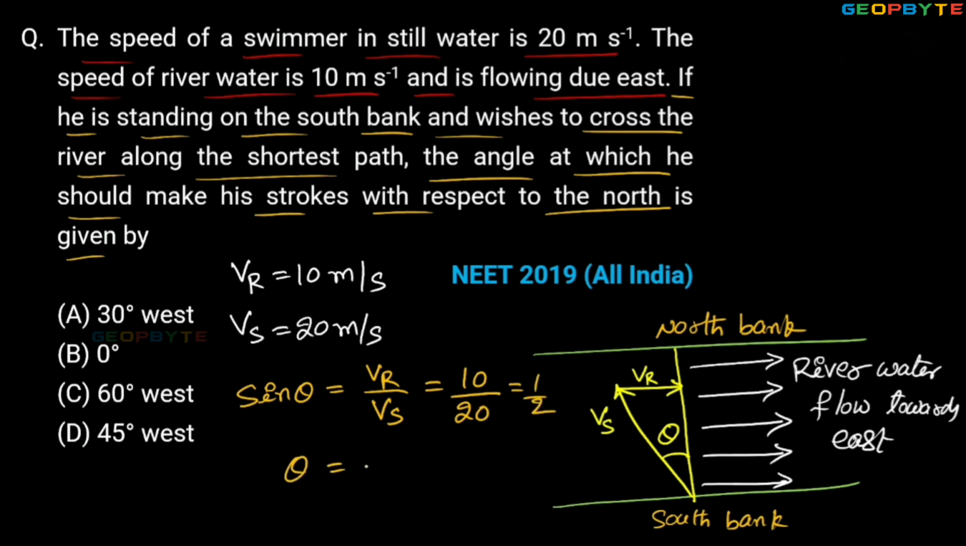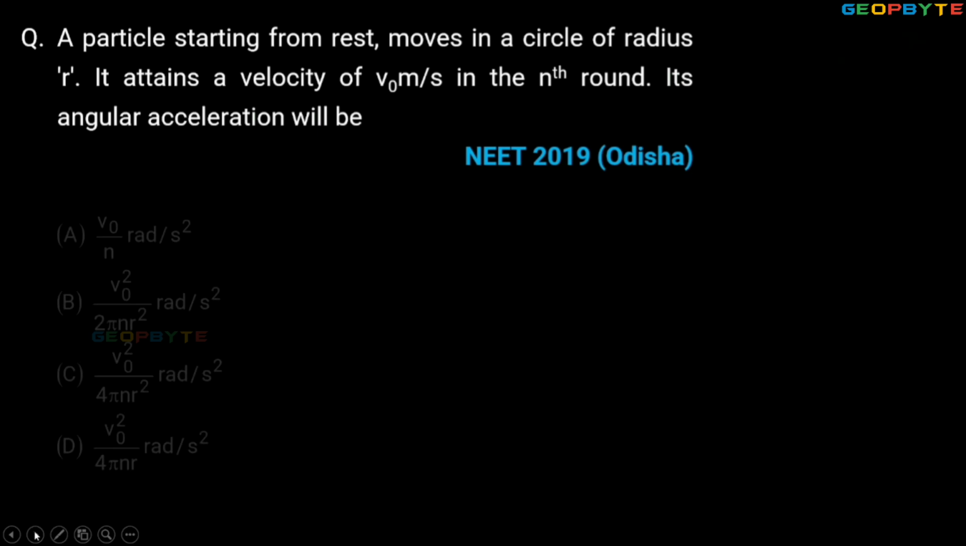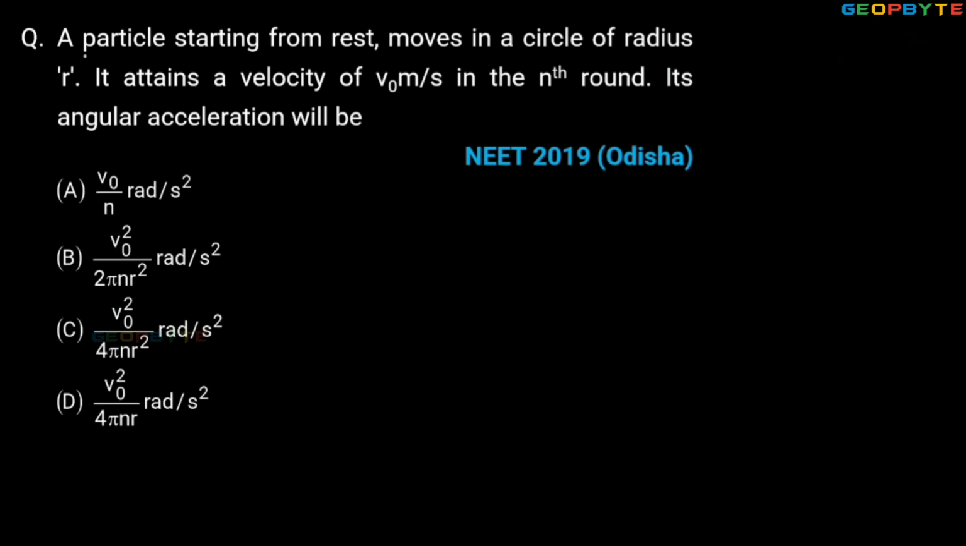Therefore, theta equal to sine inverse 1 by 2. Sine inverse 1 by 2 means 30 degrees. So he has to move towards the west at an angle of 30 degrees south of west. Option A is absolutely correct. Understood clearly?